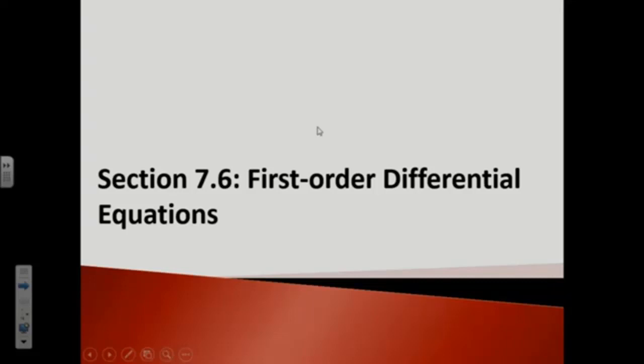Section 7.6 First order differential equations. In this section, we see how differential equations can be used to model several real-world applications. We review separable differential equations.